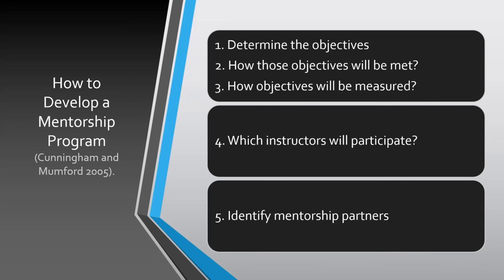Number one, why do we have a mentorship program? We need to have objectives that we can, again, like always, observe and measure. So how will objectives be met? And then how will they be measured? If my objective is that my mentor is going to help my new online instructors to be able to satisfactorily use a new piece of technology, then that would be my objective. We need to discuss how they'll meet that, and then we need to measure it, right?